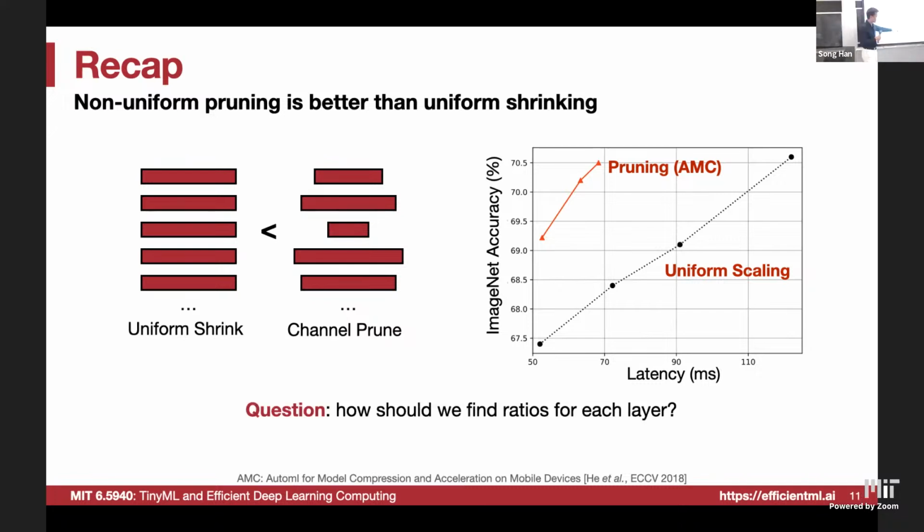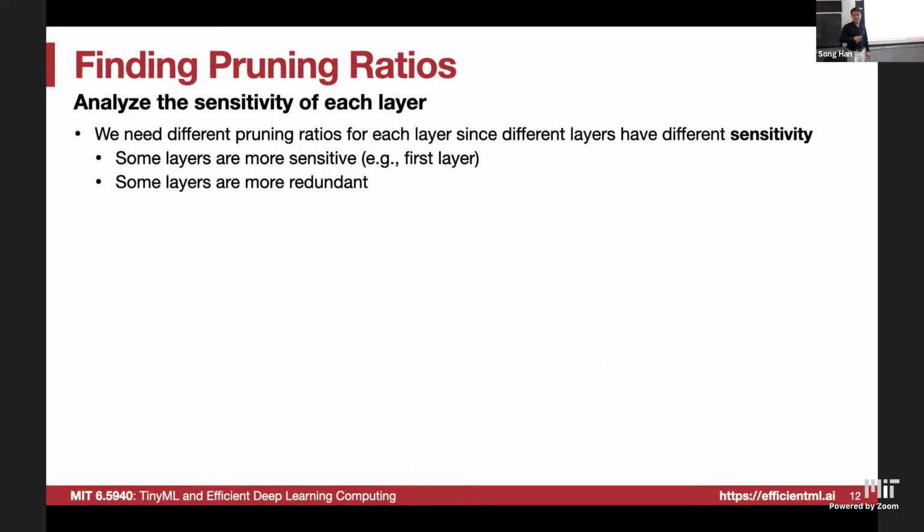Okay, so how should we find the ratios for each layer? How should we determine, oh, this one we should prune more, this layer we prune less? So I designed a method called sensitivity analysis. It tries to analyze how sensitive each layer is to pruning. For certain layers, if you prune just a little bit, the accuracy drops very drastically, versus some of the layers, like the fully connected layer, even if you prune a lot, the accuracy still stays the same.